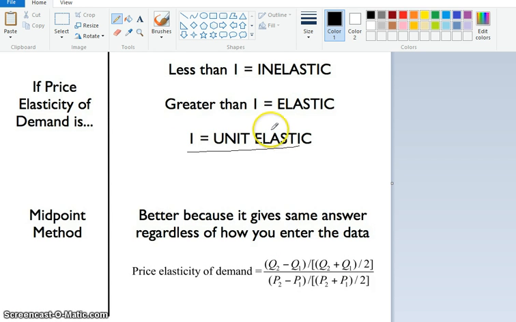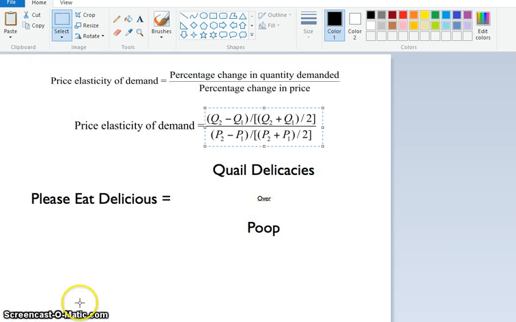All right. At the beginning of the video, I told you that being able to do the calculation and memorizing the specific formula is not necessarily the most important thing, but understanding how the formula sets up and being able to understand how the numbers come out greater than or less than is really important here. So let's go back. I gave you this acronym for price elasticity of demand: Please eat delicious quail delicacies over poop.